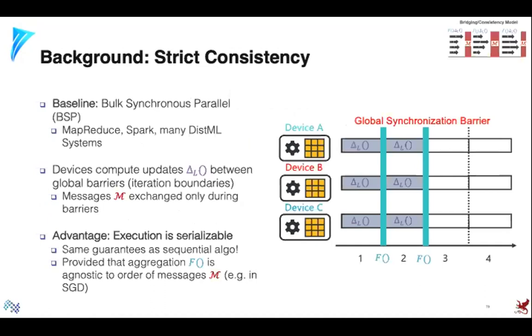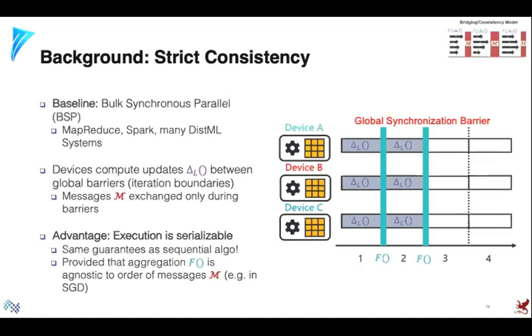The baseline here is a bridging model called bulk synchronous parallel, BSP for short. BSP requires devices to strictly alternate between a computation phase, then a communication phase called a global barrier, and then back to computation and communication again. The global barrier, or communication phase, is basically the boundary between different distributed SGD iterations.